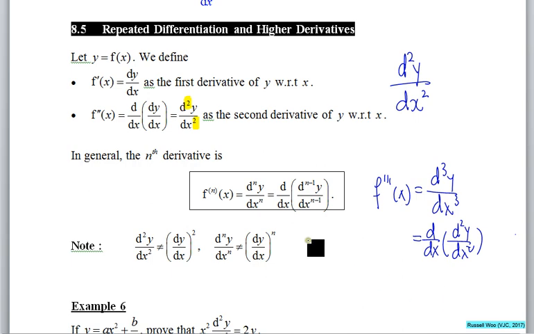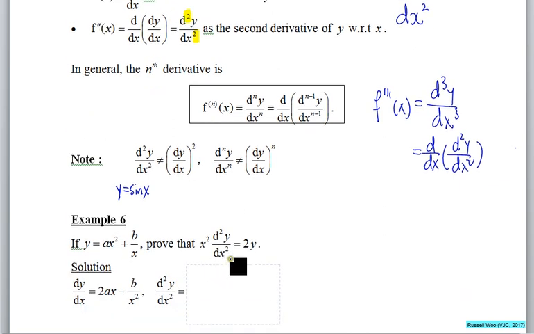If I tell you y equals sine x, you will know that the left hand side and right side are not the same. If you differentiate one time, you get cosine x. You square, you get cosine squared x. Differentiating two times, you differentiate sine x to get cosine x, differentiate cosine x, you get negative sine x. So left hand side, right hand side, obviously not the same. Let's do an example.